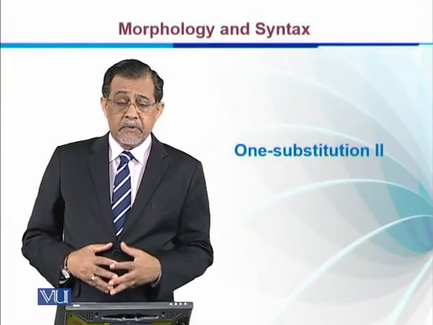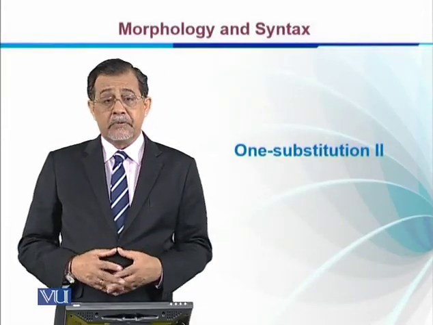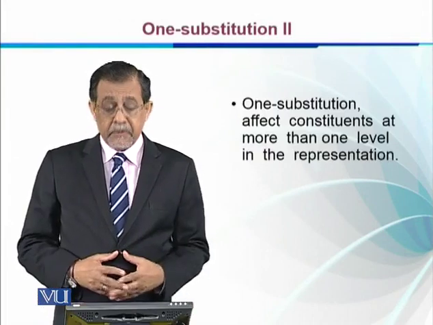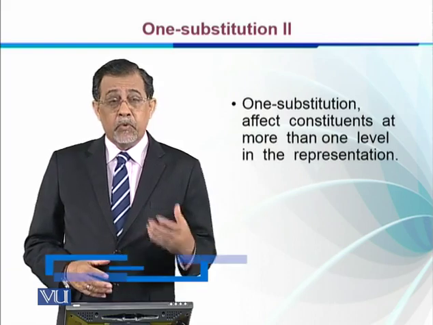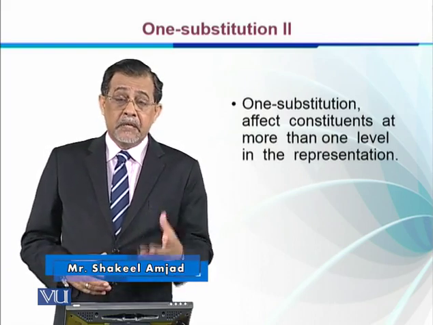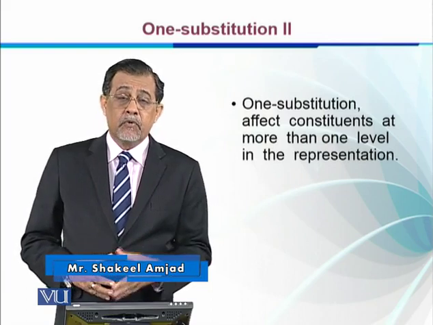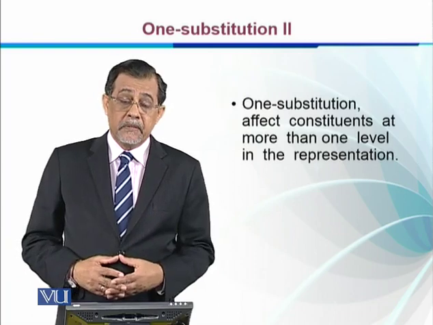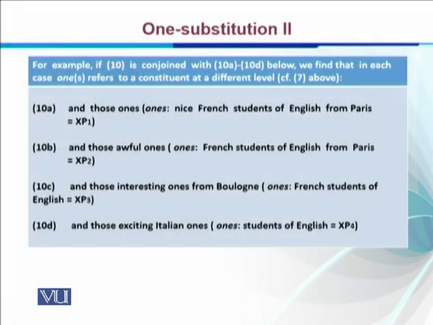So, one substitution, we are talking about one substitution. Let's discuss a little further. One substitution affects constituents at more than one level in the representation. As we have seen, it may refer to a single noun, or it may substitute a noun plus pre-modifier. For example, we've been talking about sentence 10, which is conjoined with 10a to 10d.